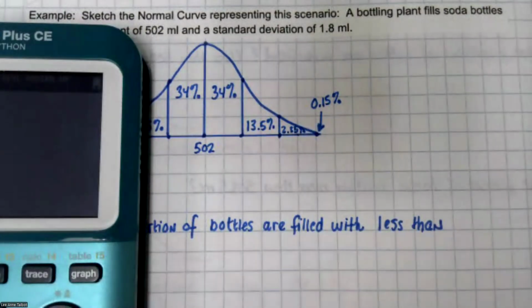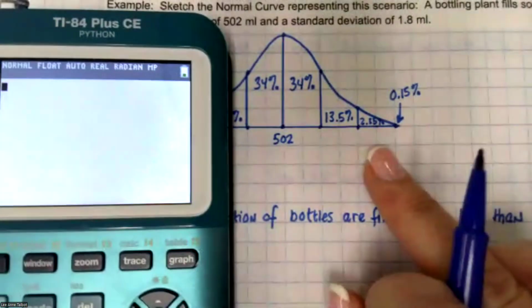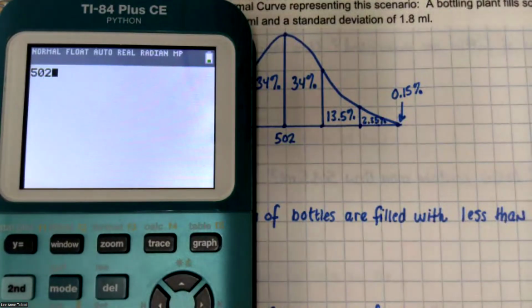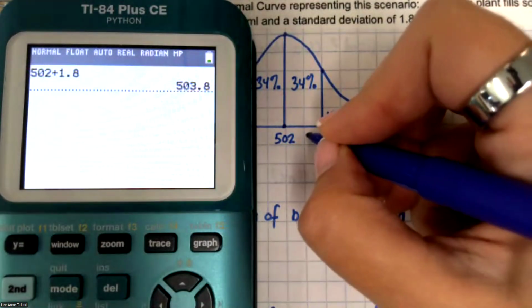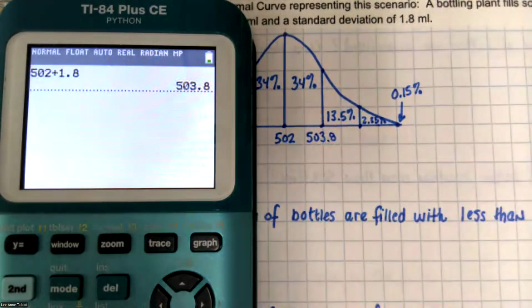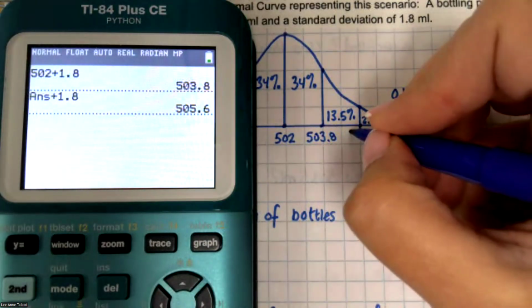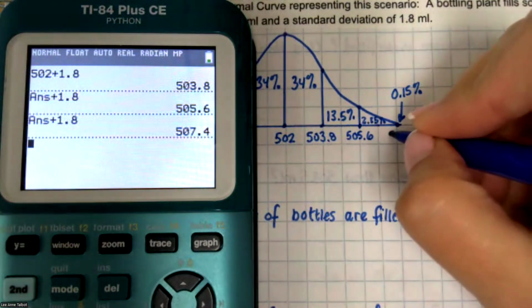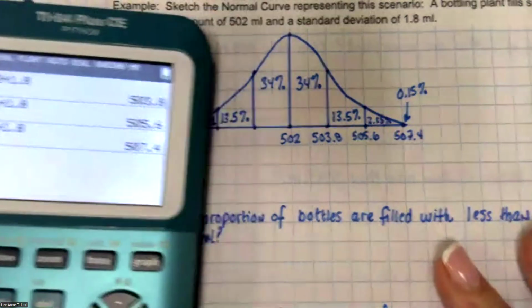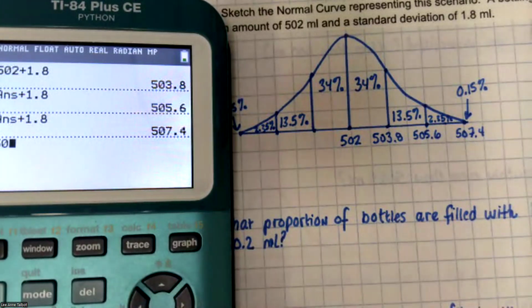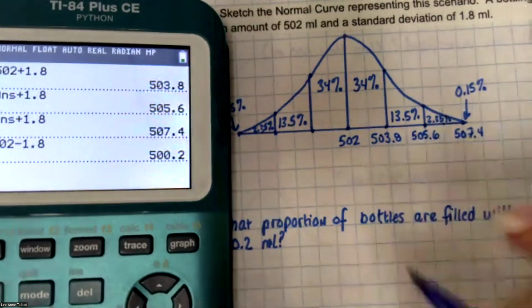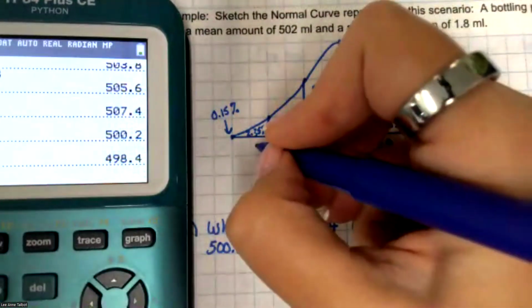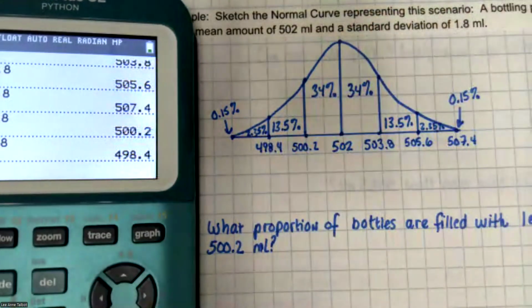And what you're going to do is add 1.8 three times to go up the x-axis and subtract 1.8 three times to go down the x-axis. So 502 plus 1.8, plus 1.8, plus 1.8. 502 minus 1.8, minus 1.8, minus 1.8.